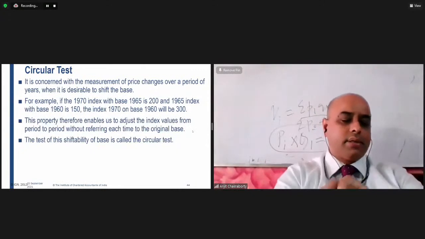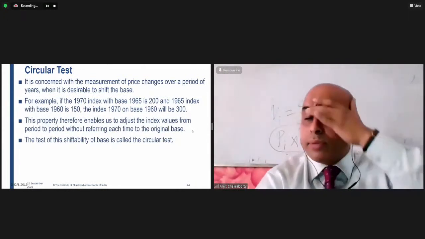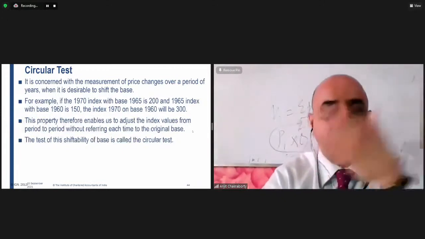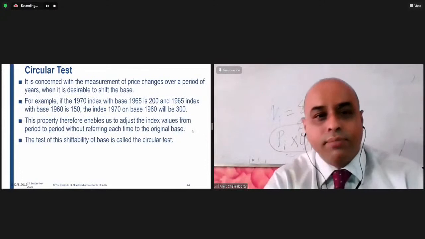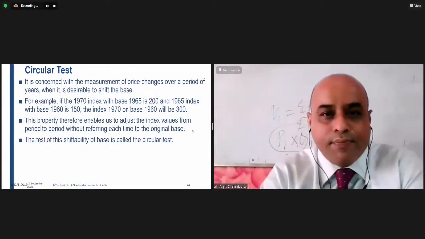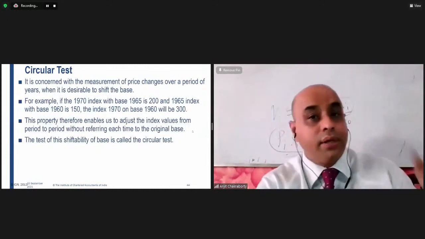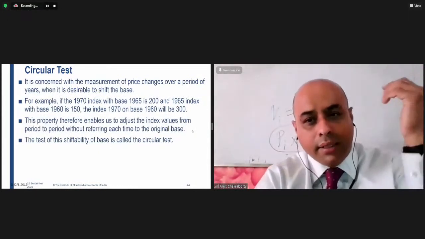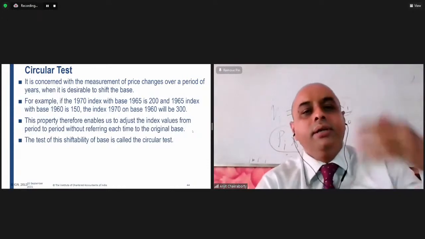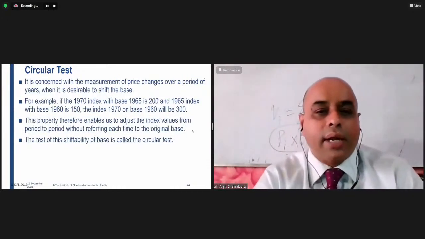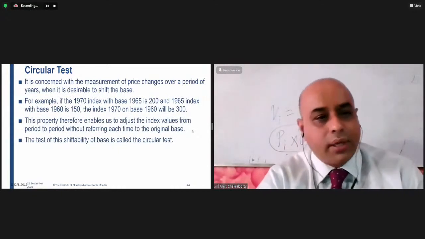Okay. There is circular test again, and the last part before we move on to some of the questions. This circular test is just concerned with the measurement of different price changes over a period of number of years. So if you see the study material, if the 1970 index with a base of 1965 is 200 and the 1965 index with base 1960 is 150, then we can understand that the index of 1970 on the base 1960 should be 300.